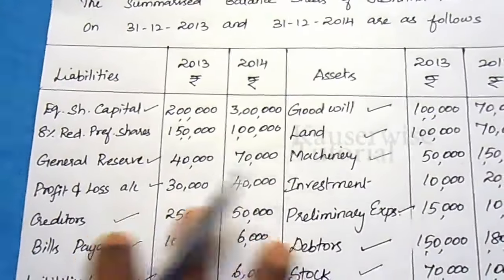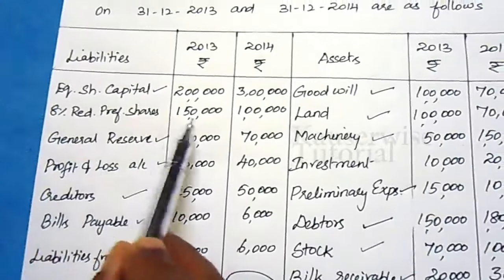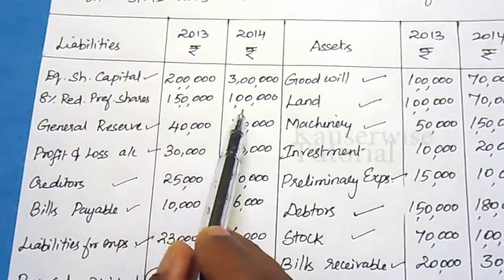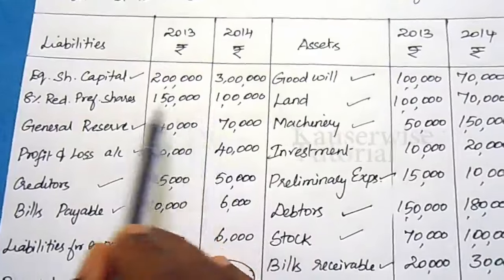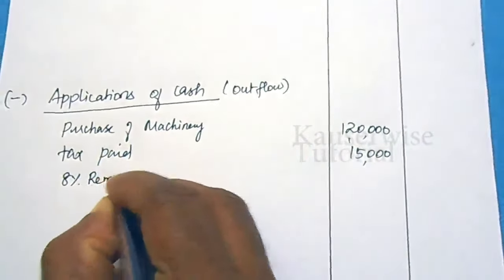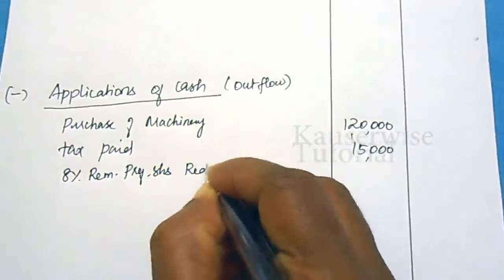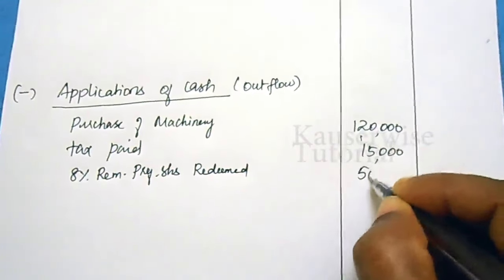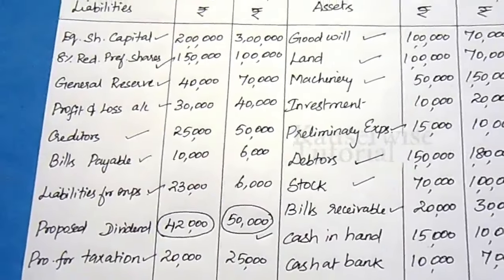Now look at the balance sheet again. Here certain items we didn't enter. No, just see those entries. So 8% redeemable preference shares. Last year 1,50,000. This year 1 lakh. Difference 50,000 redeemed. That is repaid. That will be recorded under outflow of cash. 8% redeemable preference shares redeemed. That is repaid. How much? 50,000.